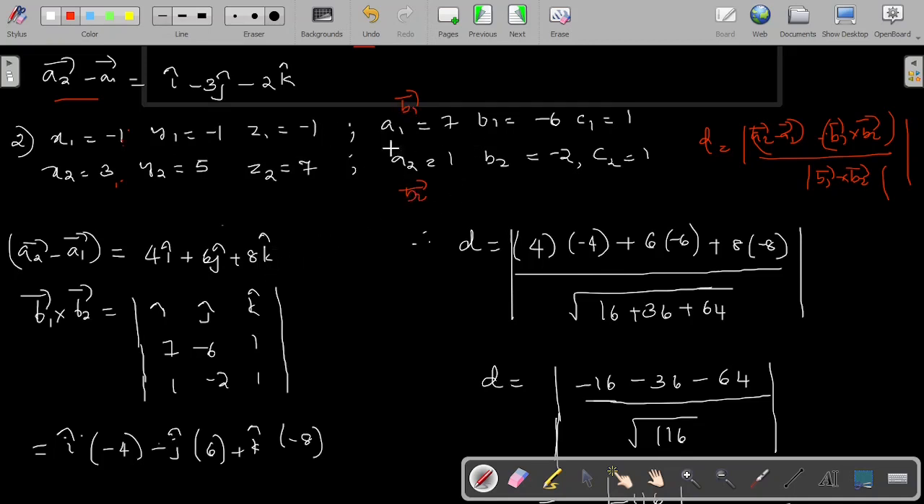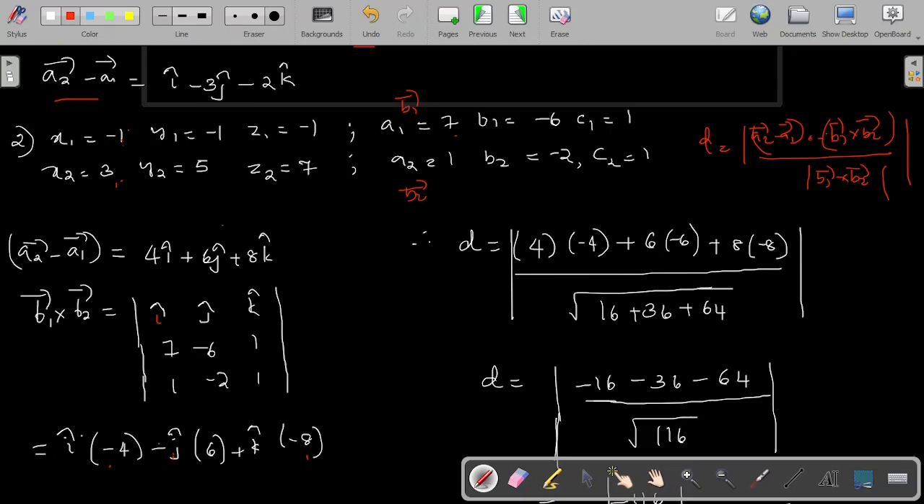Then we want b1 cross b2. So you know i cap, j cap, k cap. Components of b1: 7, minus 6, 1. Components of b2: 1, minus 2, 1. So evaluate this determinant: minus 6 plus 2, minus 4. Delete first row second column, minus j cap into 7 minus 1, 6, plus k cap into minus 14 plus 6. That gives you minus 8.